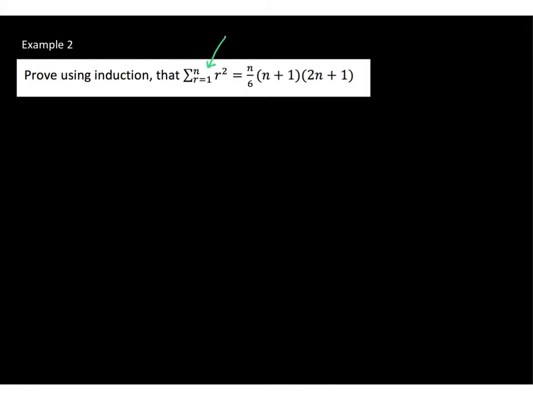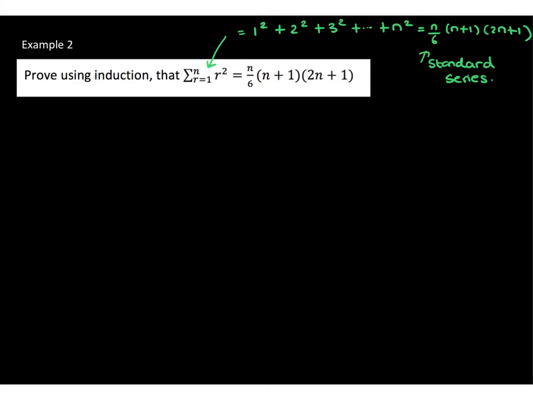This result here is referring to the sum of the square numbers, 1 squared plus 2 squared plus 3 squared, all the way up to n squared. And we're being asked to prove that this is equal to n over 6, n plus 1, 2n plus 1. Now, we know this because this is one of the standard summation series results that we've looked at and used in a previous lesson.